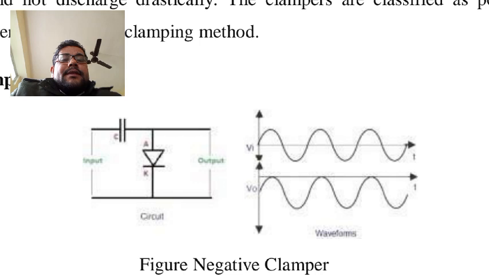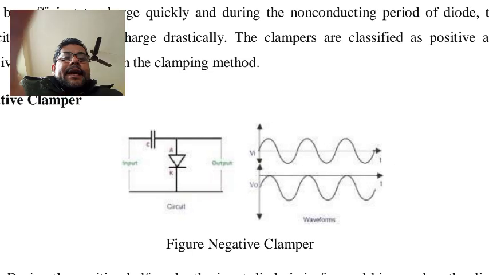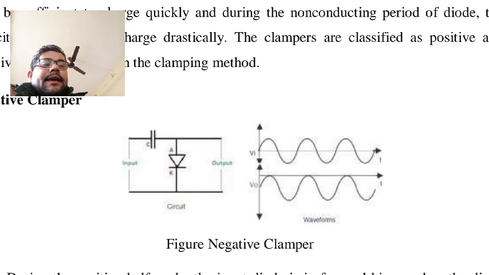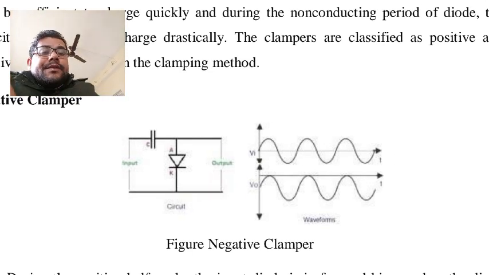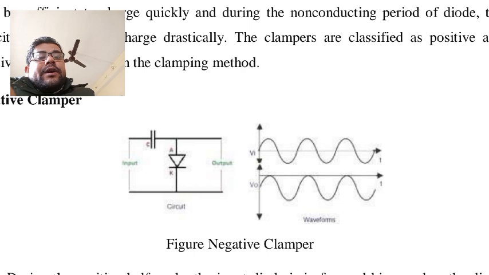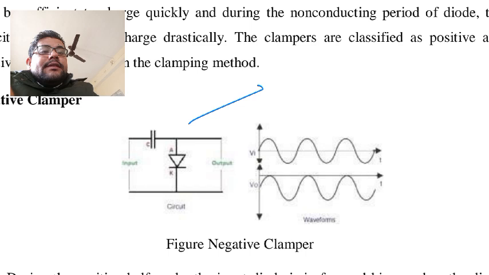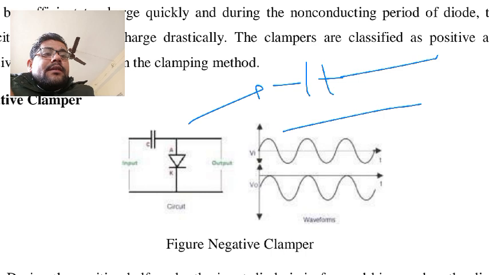In negative clampers, we can see the positive half cycle. In a positive half cycle, this is the diagram of this diode circuit, because the diode will be on.